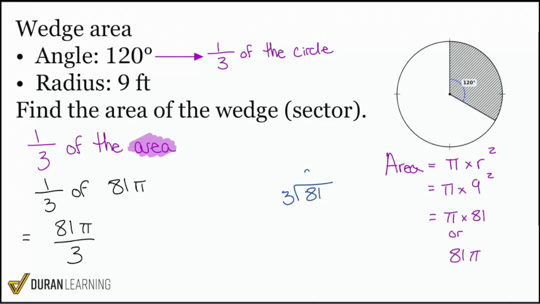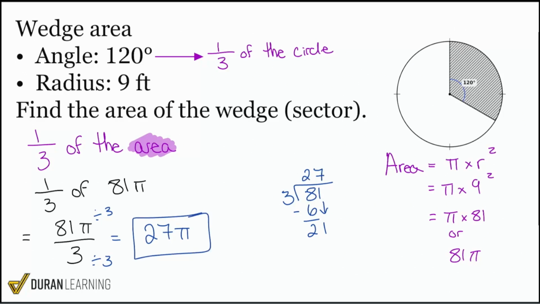3 goes into 8 two times. 2 times 3 is 6. And we get 2 left over. Drop that 1. 3 goes into 21 seven whole times. And there we go. 81 divided by 3, when we divide by 3 on the top and the bottom, we get 27 pi. And there's our correct answer. That would be the area of this wedge that we see, or the area of this sector, 27 pi, and we're all good. That's how we would get it through and through.